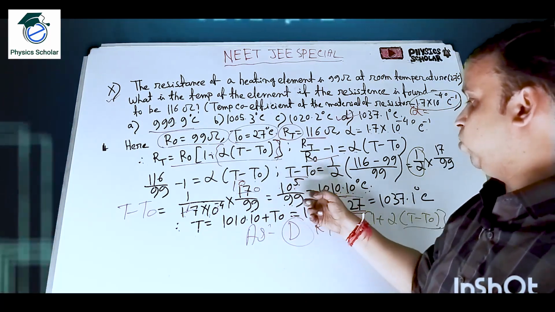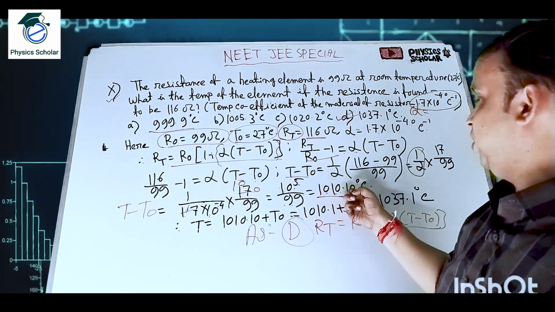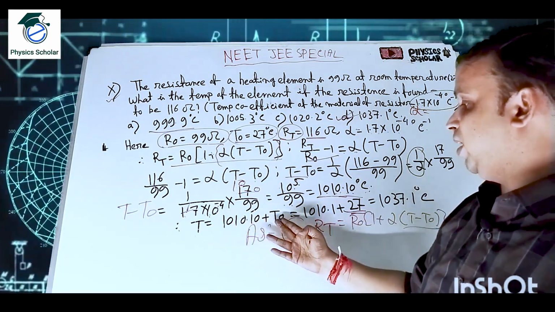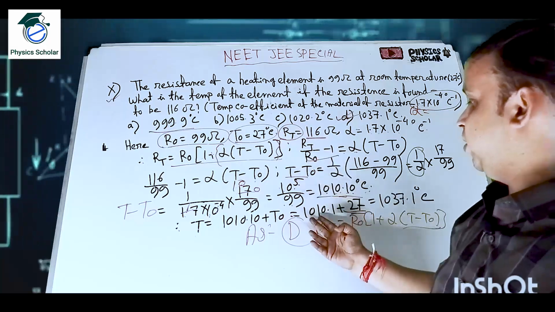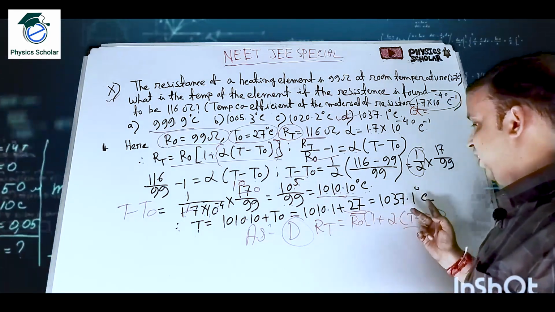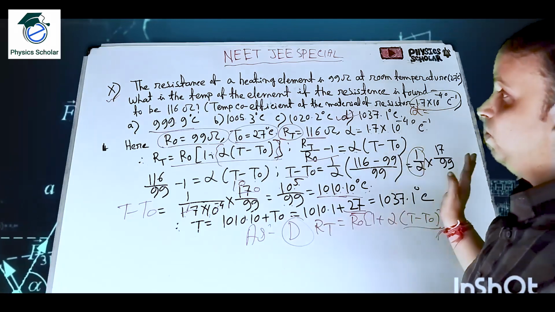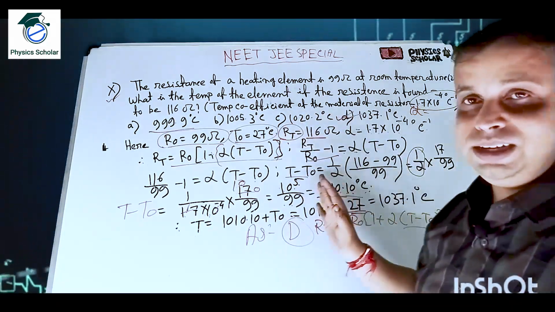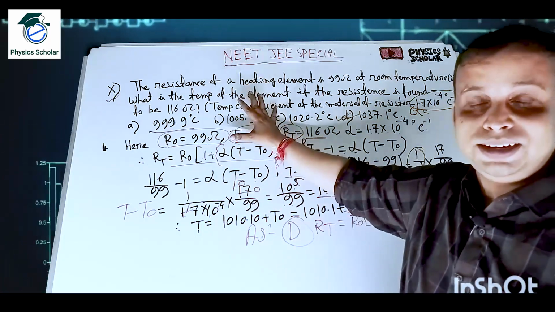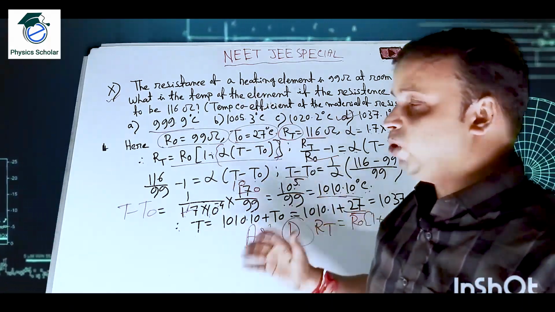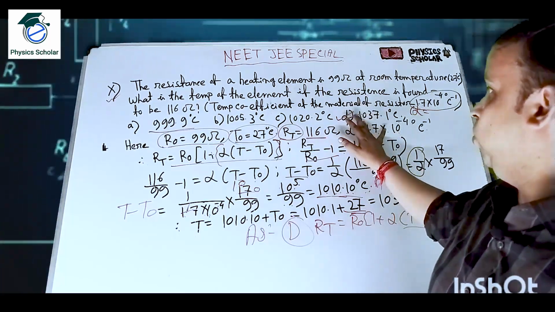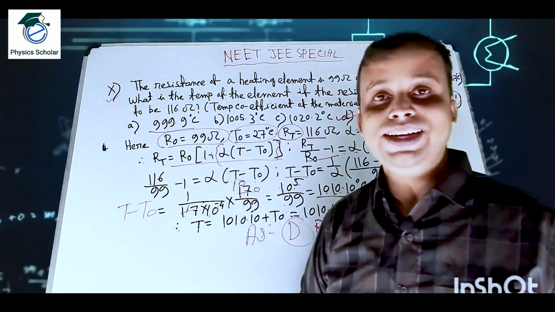So after calculation, what is coming? 1010.10 degree centigrade. So T is equal to 1010.10 plus T0. What is the value of T0? Nothing but 27. Clear? So it will be 1037.1 degree centigrade. Clear? So this will be your sum. Easy? Clear? Only you have to understand how to do the sum and what is given. Clear? So hope you have understood this. So here the answer will be option number D, 1037.1 degree centigrade.